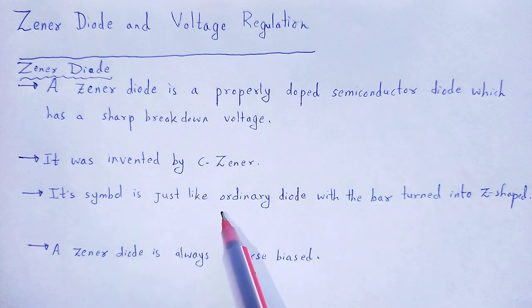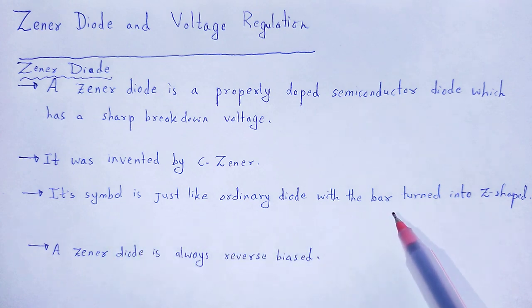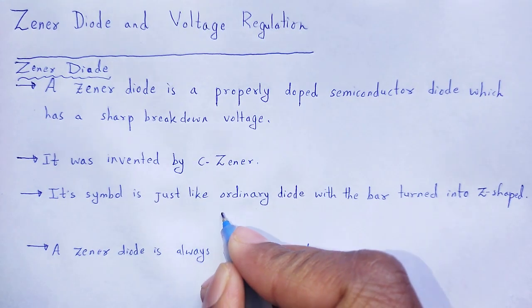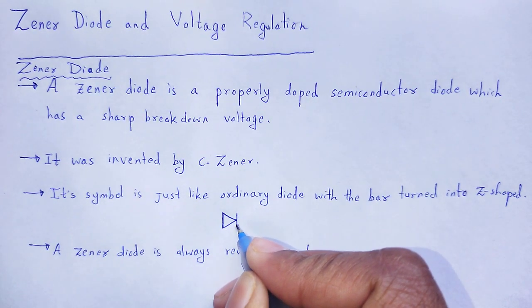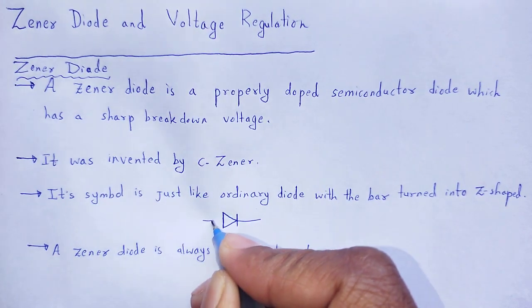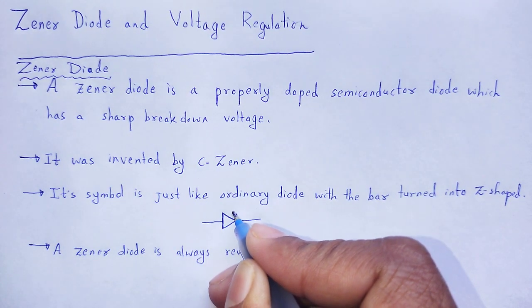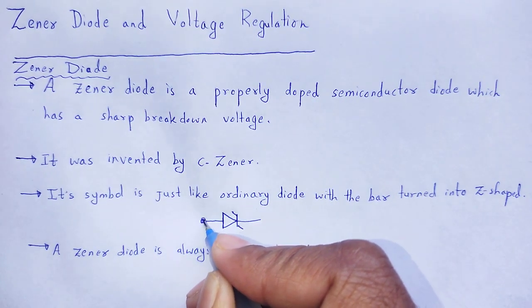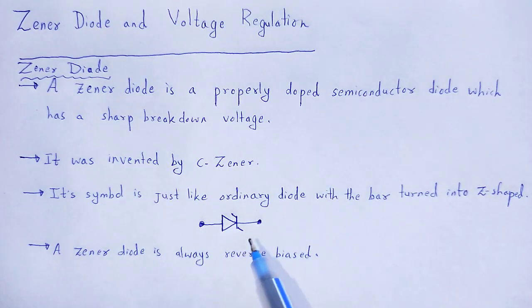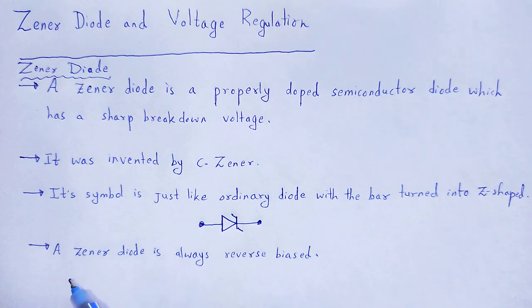Its symbol is just like an ordinary diode with the bar turned into Z shaped. Ordinary diode: this is the arrowhead, this is the bar. Zener diode: that bar changed to Z shaped. That is the symbol of Zener diode, and that Zener diode is always in reverse biased. Let me explain it.